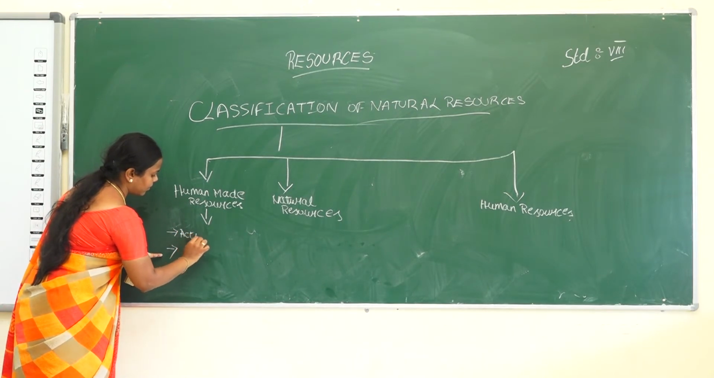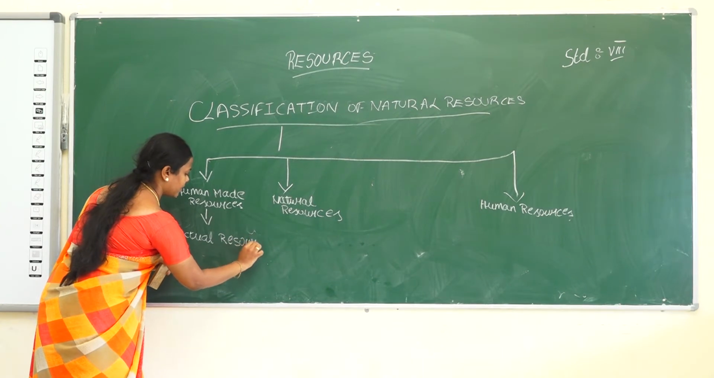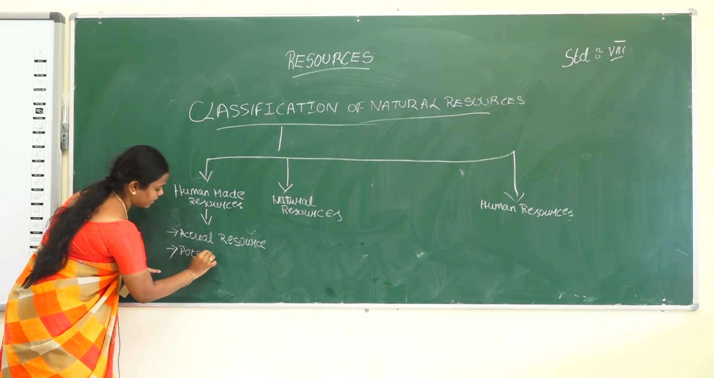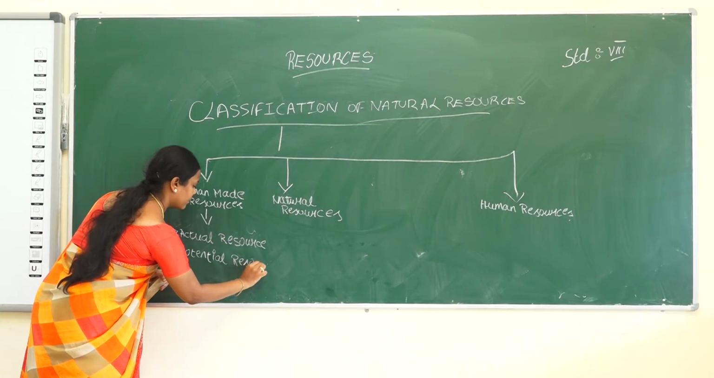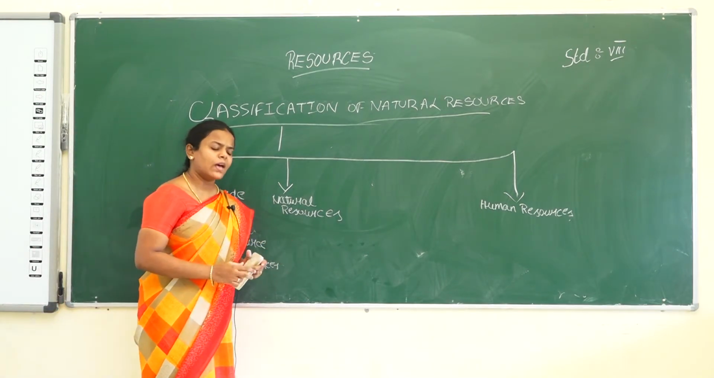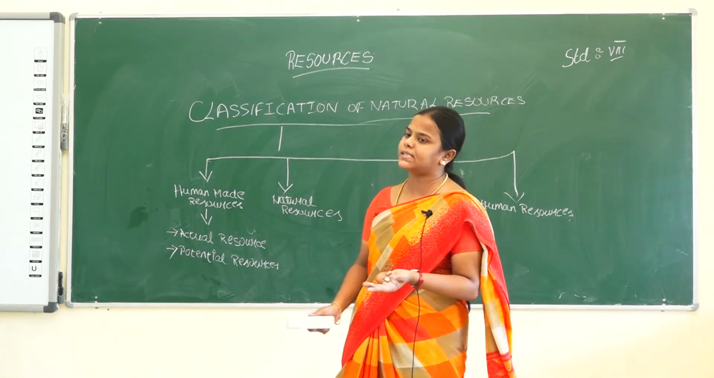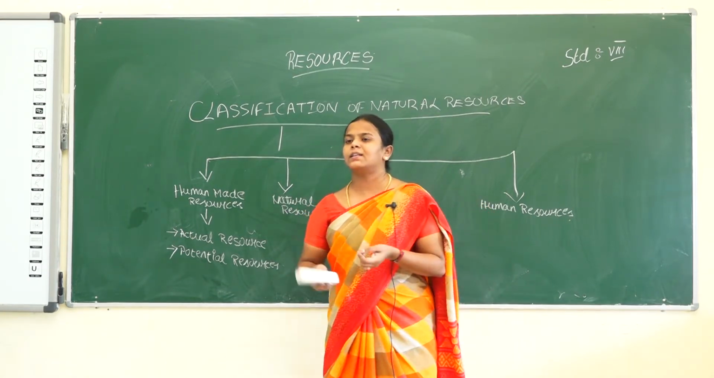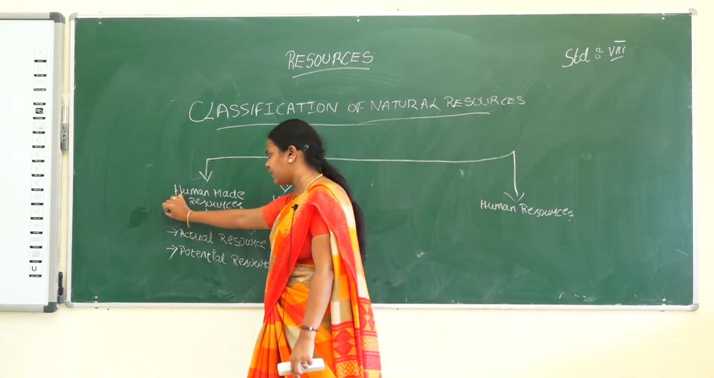Actual resources and potential resources. What are actual resources? Actual resources are those whose quantity is known by the person, whereas for potential resources it is just the opposite, that is, the quantity is not known by the person. That comes under human made resources.